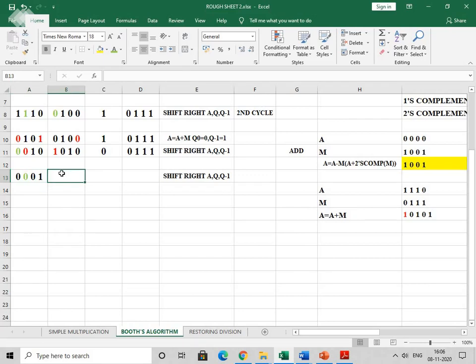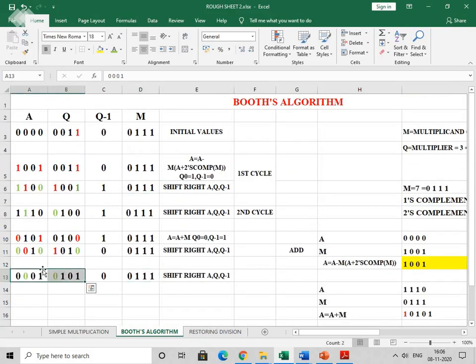Okay, next, now this bit will come here 0 1 0 1. Okay, the next this 0 will come at Q minus 1 position, 0 1 and M will remain as it is. Now your product will remain in A and Q register. See, this is your product, this is your product.